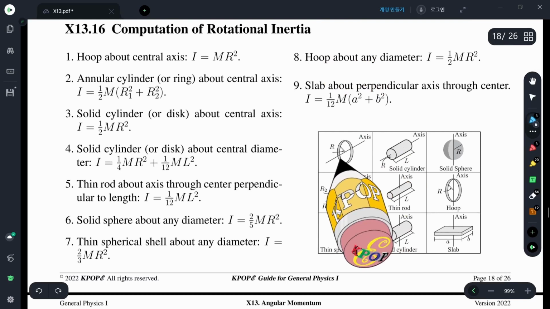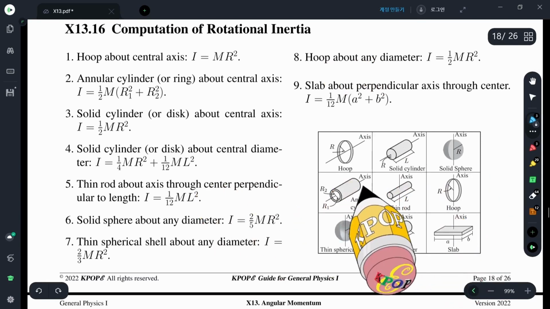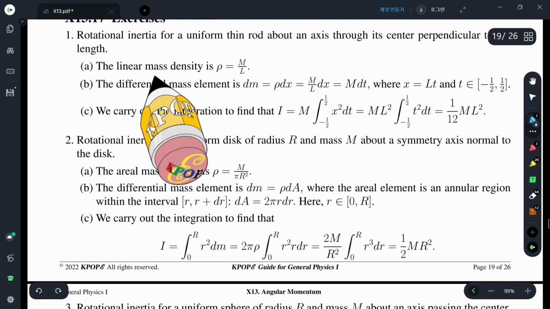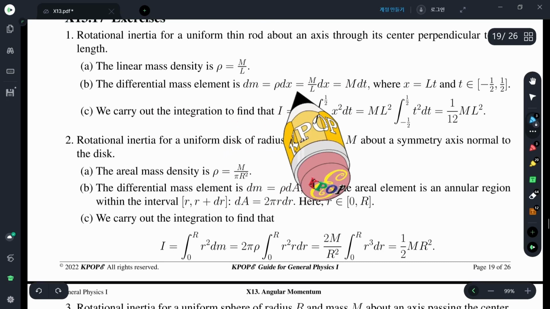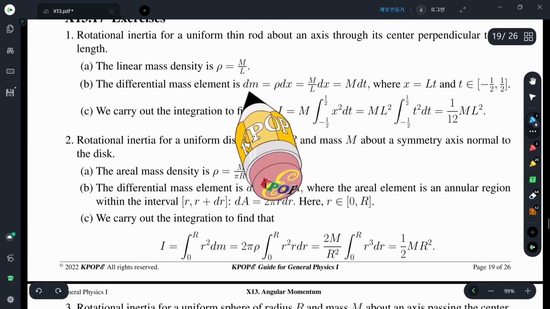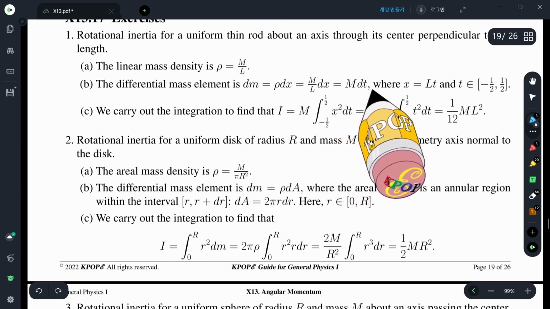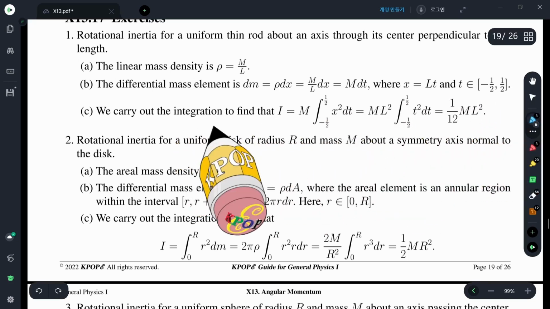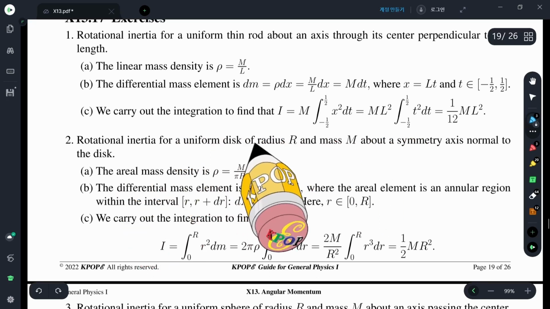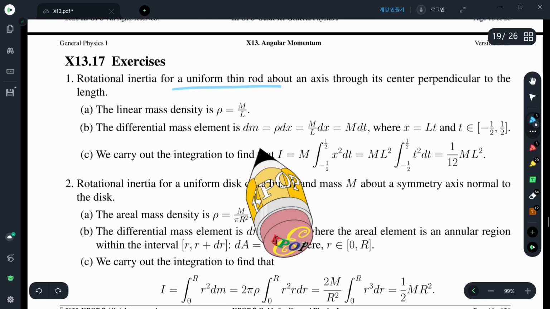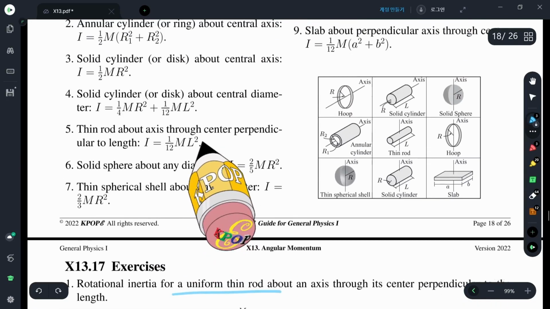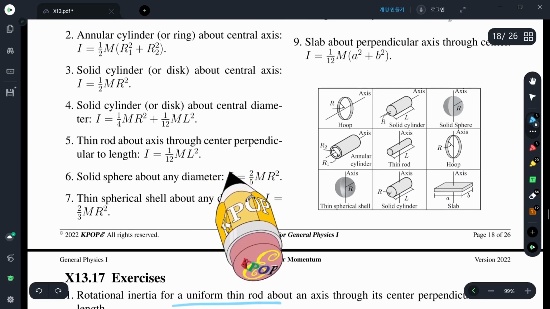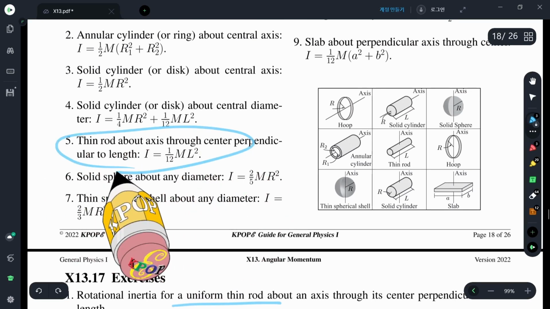Applications of this calculation for specific geometric objects are listed here, along with how to evaluate them, how to write down the differential mass and change the variable. The useful tricks are all listed here. This is a uniform thin rod. We have 1/12 ml squared for the thin rod. This one, for example.